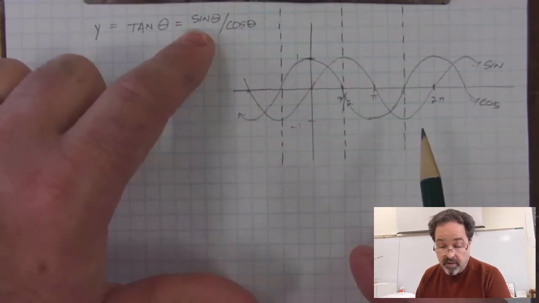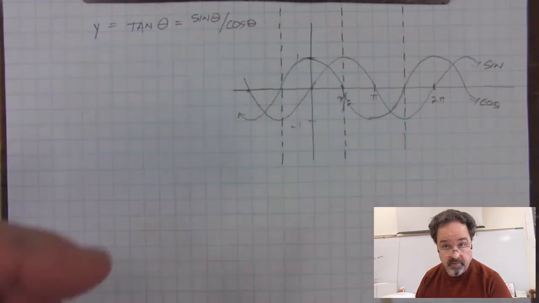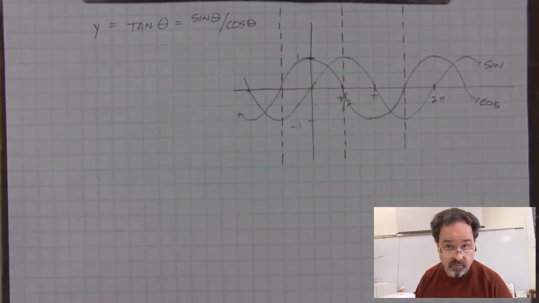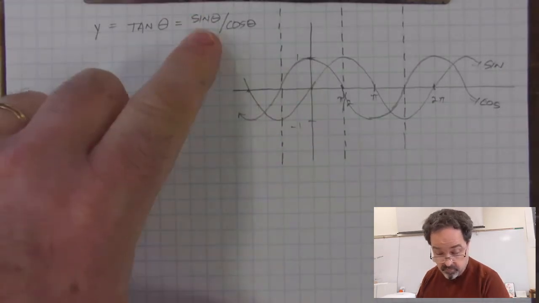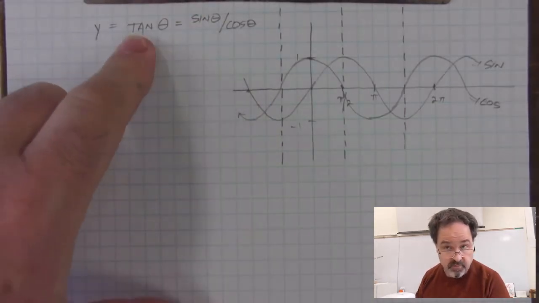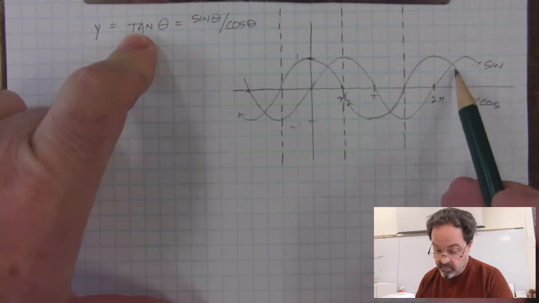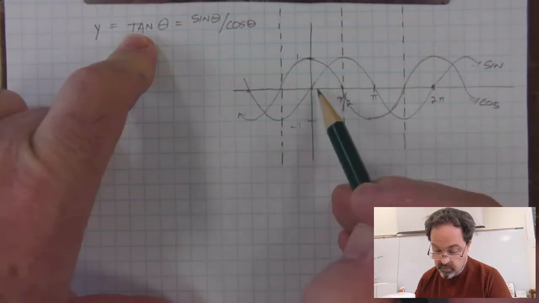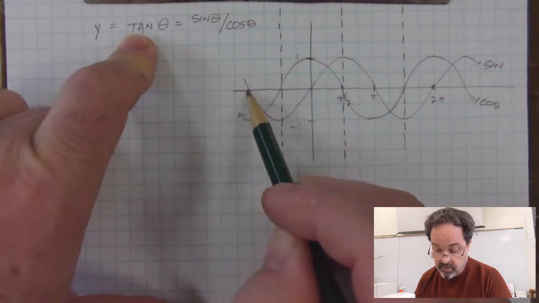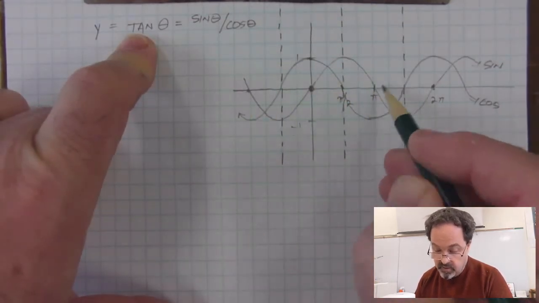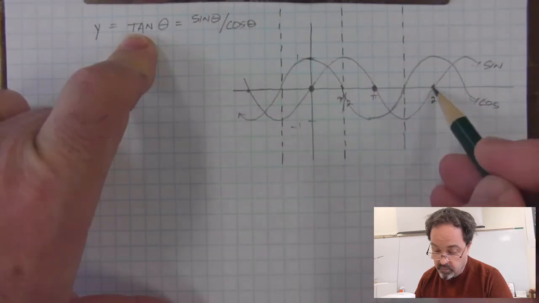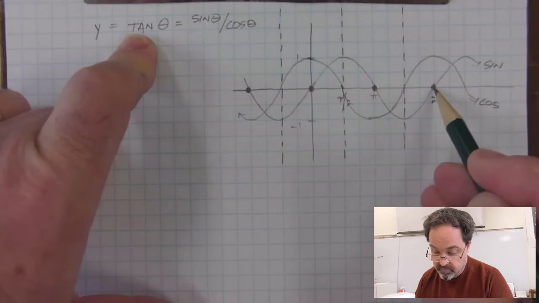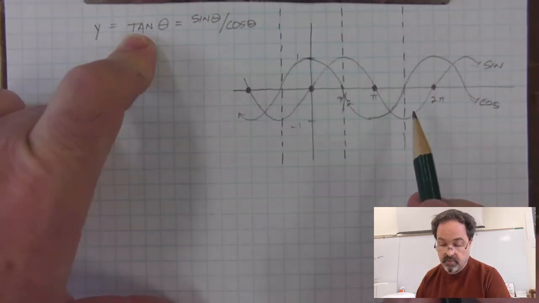Similarly, when sine is 0, because sine is in the numerator of this definition of tangent, then tangent must also be 0. So where sine is 0, tangent is 0. Sine is 0 here, here, here, and here. And so these places where sine is 0 are also on the tangent graph. Those are points that will be on the graph of tangent.